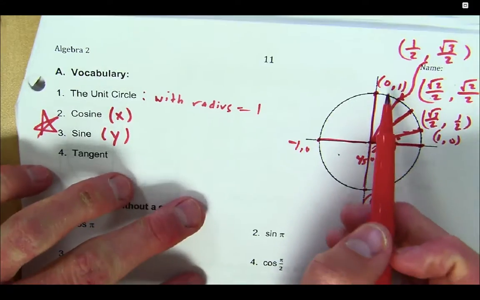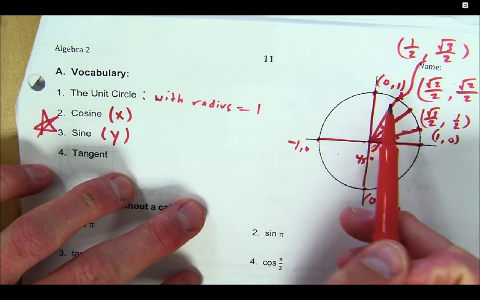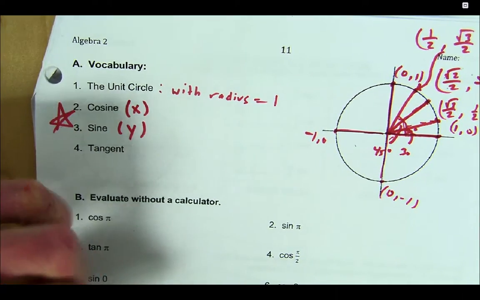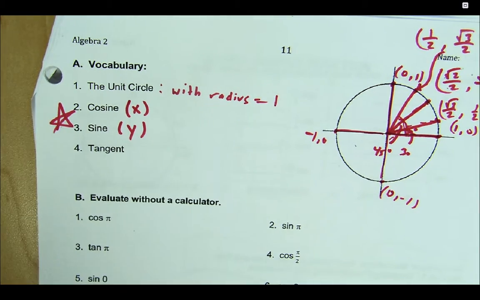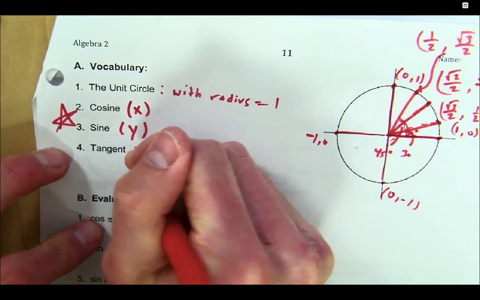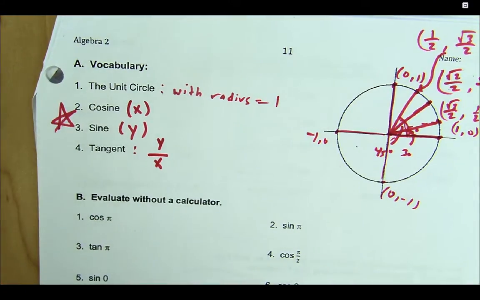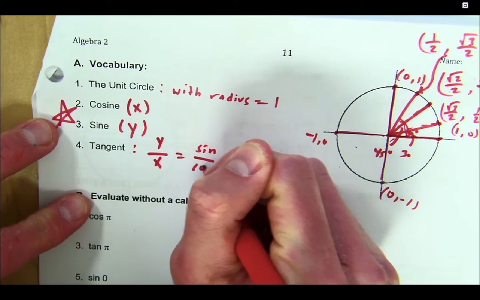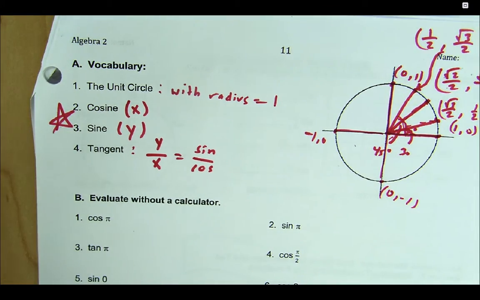So all these x values, 0, 1/2, root 2 over 2, root 3 over 2, 1, all those x values are cosines, and then the sines are the y values. Last thing here is tangent. Well, we've already used x and we've already used y, so what could possibly be left over? Well, tangent is going to end up being y divided by x, which is sine over cosine, right? Because we are going to associate y with sine and x with cosine.